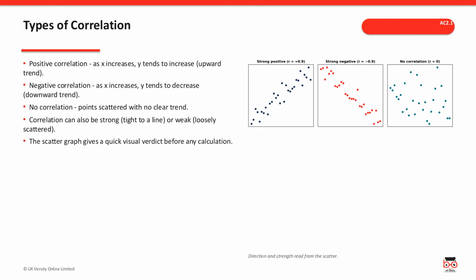Positive correlation slopes upward. As x rises, y tends to rise too. Negative correlation slopes downward. As x rises, y tends to fall. And no correlation is just a shapeless scatter with no trend at all. On top of direction, there's strength. Points hugging a line are strongly correlated, a loose scatter is weak. The graph gives you that verdict at a glance.